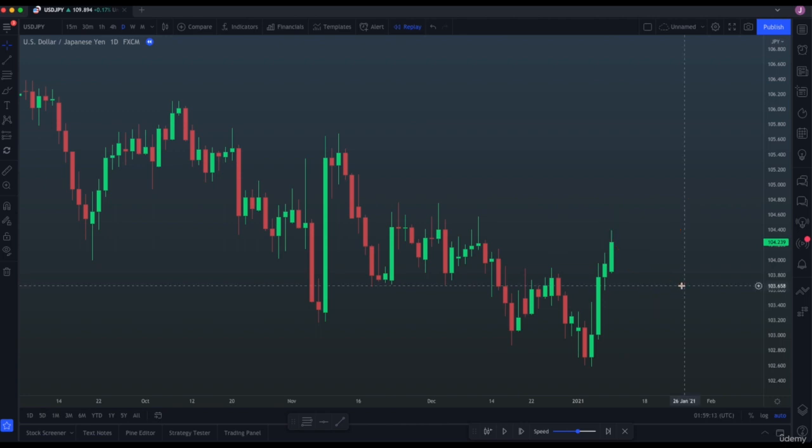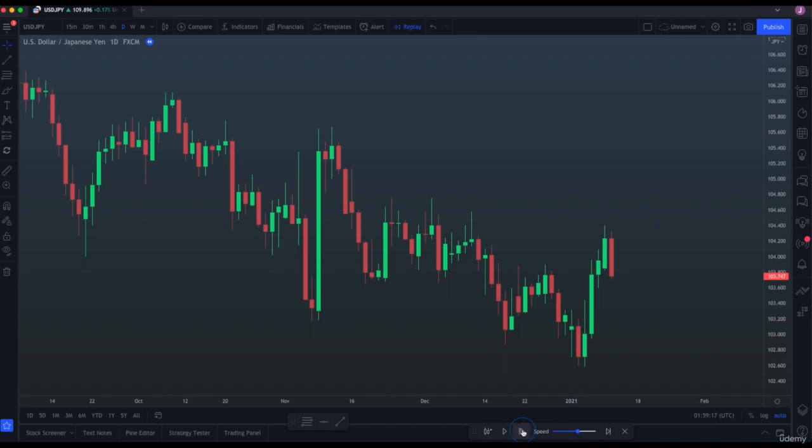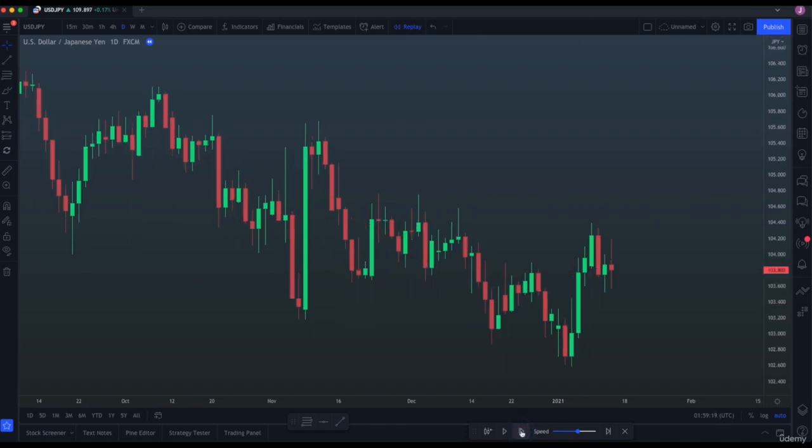Okay, so we will wait for a pullback. Now once we see an obvious pullback, right, so from higher high to higher low, we will now use our Fibonacci retracement tool. Okay, so we're gonna plot our Fib from point A, so where the impulsive move started, to point B, where the impulsive move ends. All right, and then our ratio will appear.